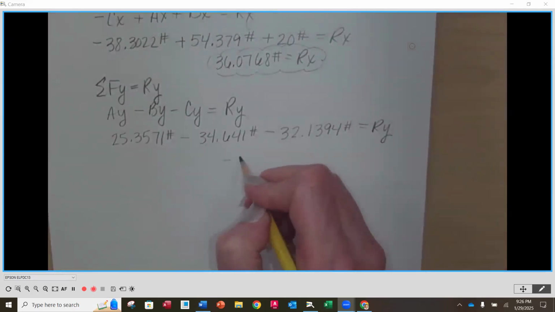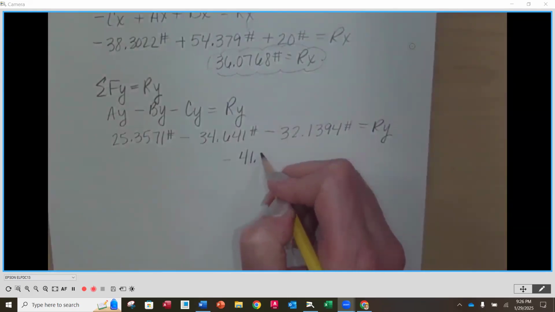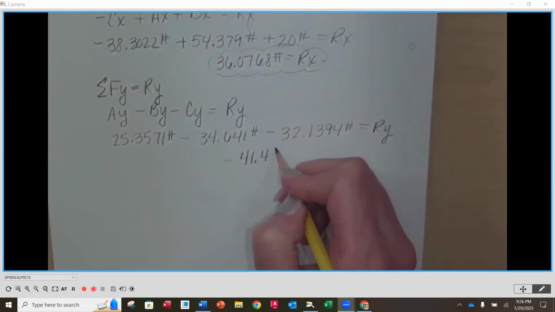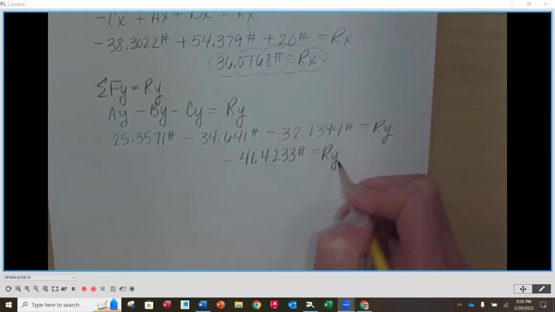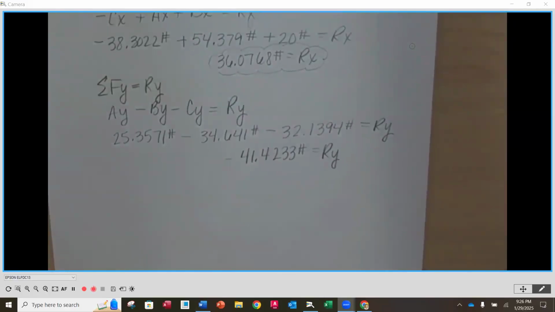Looks like I'm getting, first time through, I didn't check the numbers, negative 41.4233 pounds. Did you get that number as well? Awesome, perfect. And that's my check. So the negative tells me that this is now pointing down, okay?